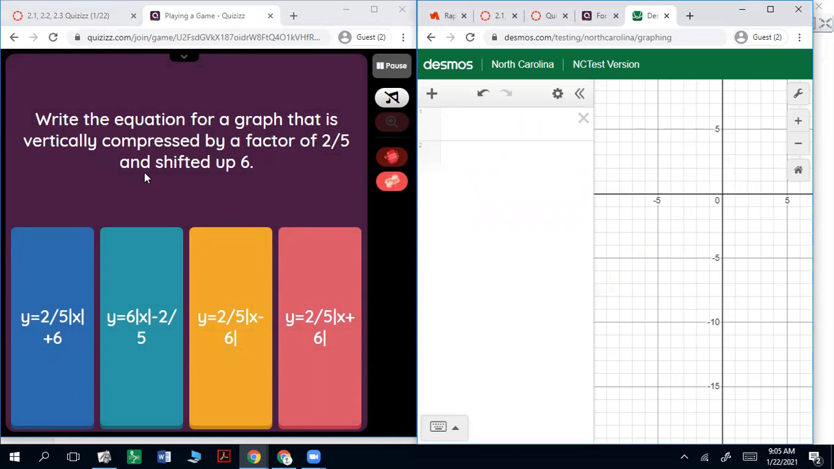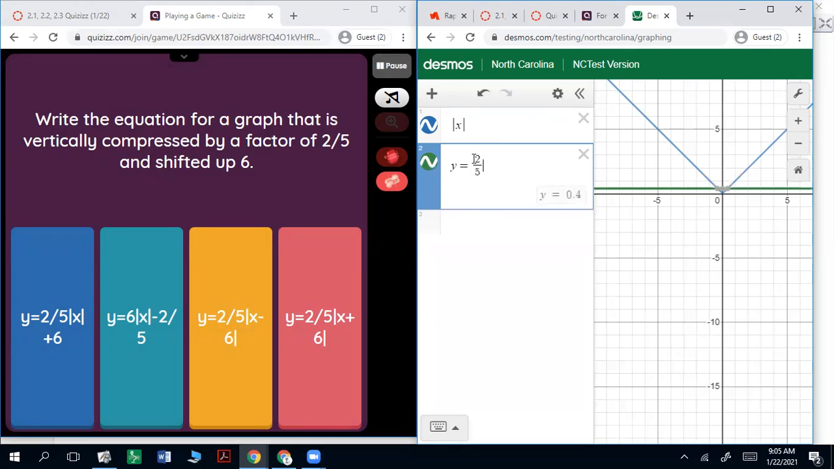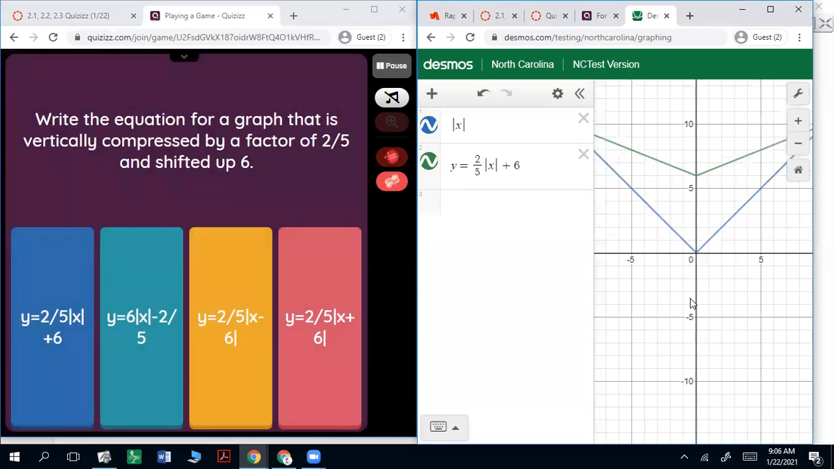Write the equation for a graph that is vertically compressed by a factor of 2/5 and shifted up 6. So the compression or stretching is always going to be the number out at the front. Let me first do the absolute value of x so we can see what that looks like. If I wanted to compress, I need to multiply that first absolute value by a number between 0 and 1. So that's a compression. So the 2/5 out front is vertically compressed. And then shifting it up 6 is going to require you to add 6 at the very end. So vertical compression, and then shifting up 6, plus 6 at the end, it's going to be the first option.